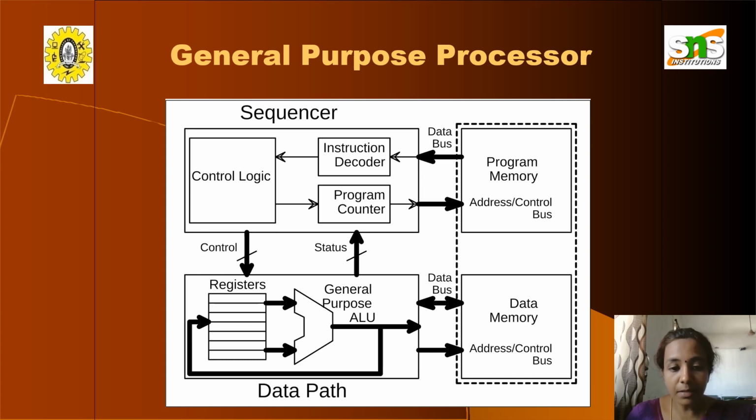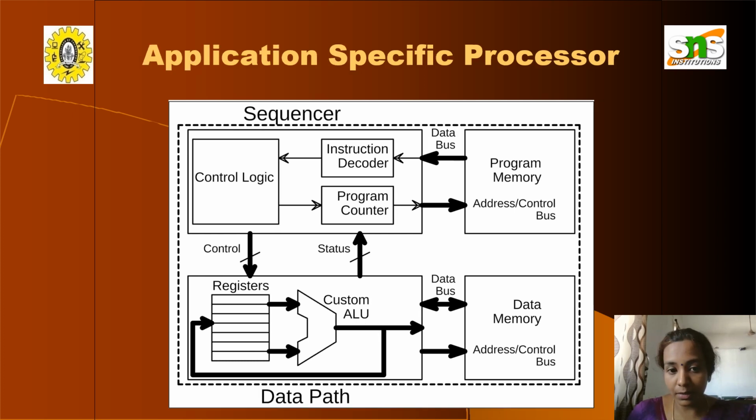So the data path is the block which involves subcomponents like registers and the general purpose arithmetic logic unit. The arithmetic unit will be used to perform arithmetic operations like addition, subtraction, multiplication, and division. And the logic unit is used to perform logical operations like AND, OR, NOR, and NAND operations.